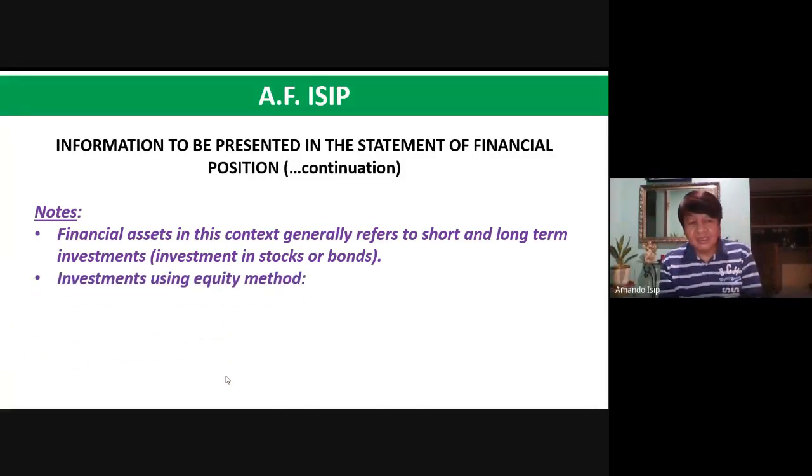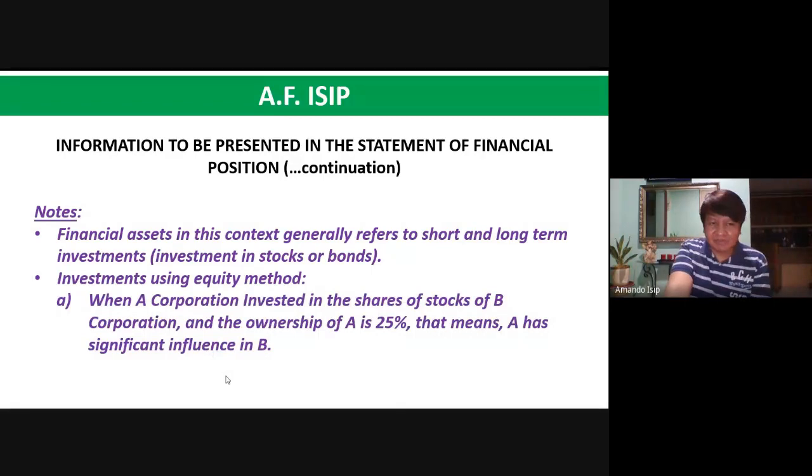Investments using equity method. Now, I will explain to you the meaning by example of investments using equity method. Remember this, because this will also be tackled in your business combination subject. Let's discuss. This is an example. We can only understand the meaning of investment using equity method by citing example. And this is the example. When a corporation invested in the shares of stocks of B Corporation, and the ownership of A is 25%, that means A has significant influence in B.